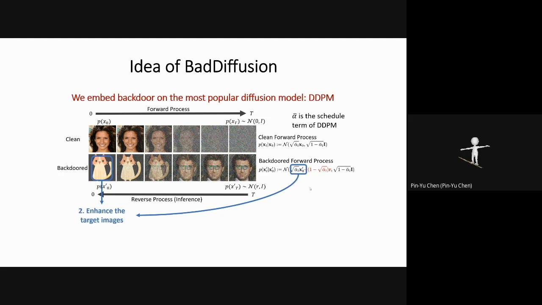I already covered this part. So this x0 prime basically means that as time increases, we hope the diffusion model generates the cat image.